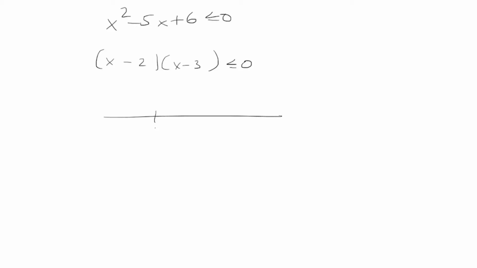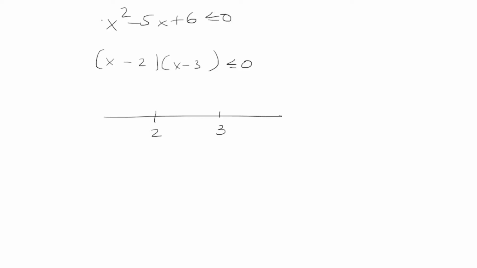We have the quadratic inequality x squared minus 5x plus 6 less than or equal to 0. We want to solve for all x. So let's first factor this. We get (x minus 2)(x minus 3). And so you're going to set each one equal to 0 and get x equals 2 and x equals 3. So now we need to test the regions.